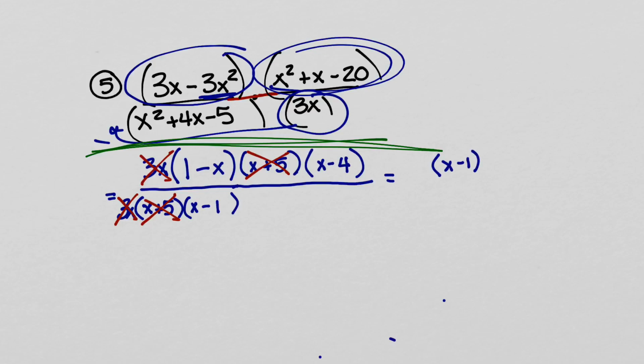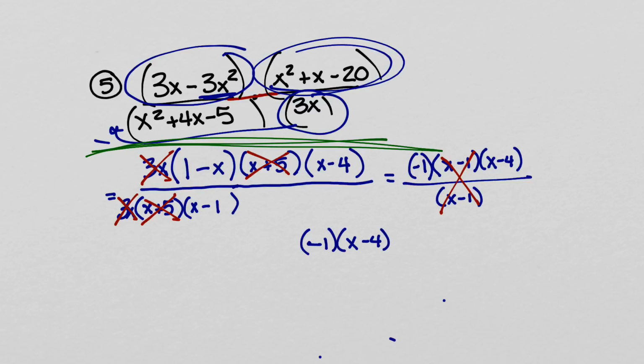To do that, I factor out a negative 1. Because if I divide 1 by a negative 1, I get negative 1. If I divide a negative x by negative 1, I get a positive x, okay? So this right here, the 1 minus x, is the same thing as saying a negative 1 times an x minus 1. And then I have that x minus 4. And the only thing I have on the bottom is x minus 1. So now I can cancel these, and I am left with a negative 1 times an x minus 4.